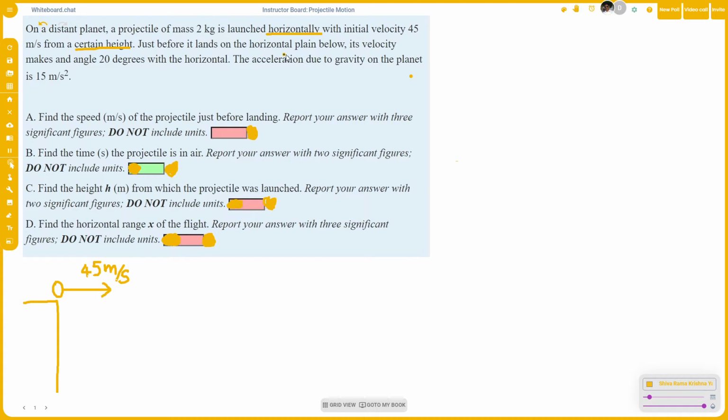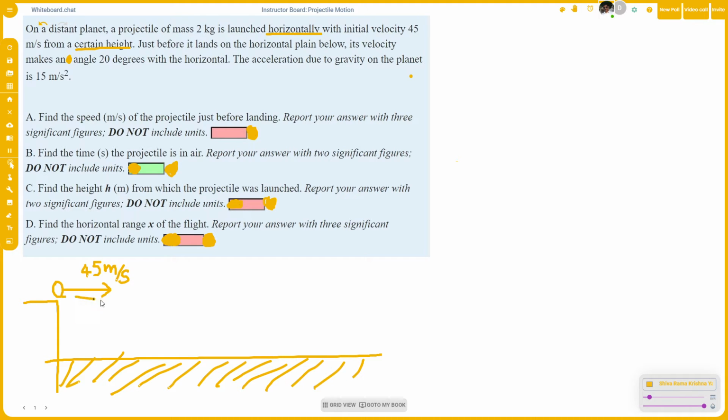Just before it lands on the horizontal plane below, its velocity makes an angle. Okay, it might be a printing mistake. An angle of 20 degrees with the horizontal. So what does that mean? Let us say this is the plane below. On a distant planet, you can see that there is a mountain and a projectile being thrown onto the plane below it, and just before it falls on that plane, it makes an angle of 20 degrees.